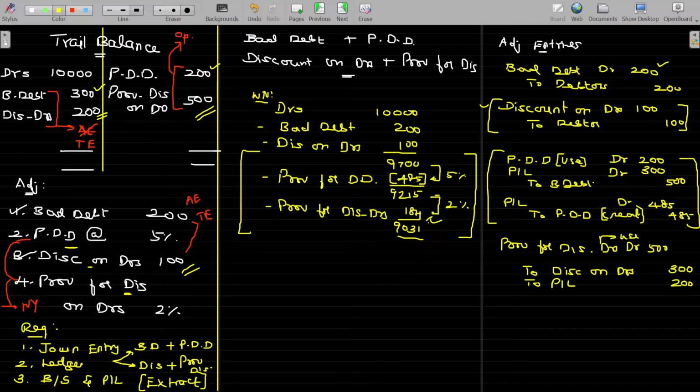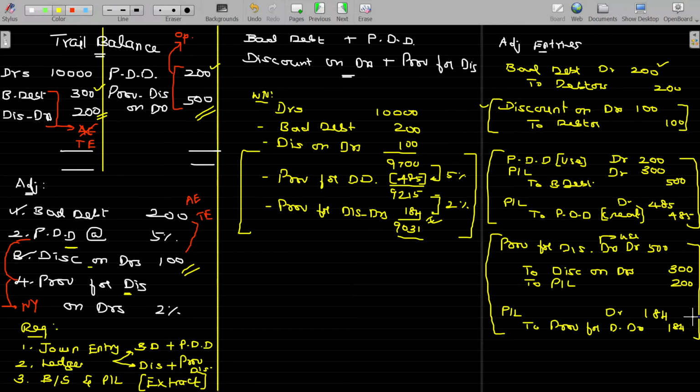Now for the next year, I have to create 184. That may be possible by debiting the P&L account. So P&L account debit to provision for discount on debtors. This value being 184. We can of course combine these two journal entries also.